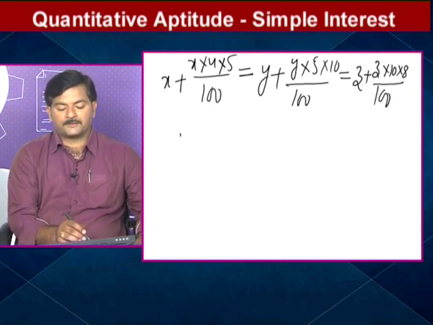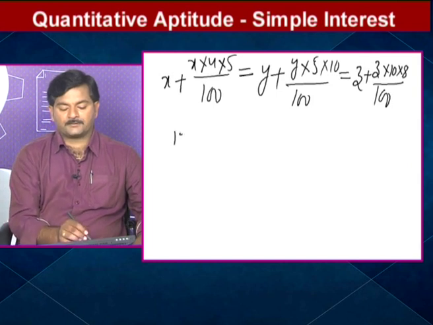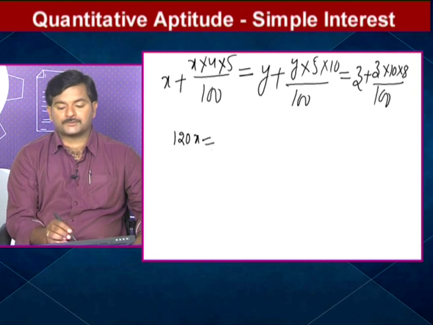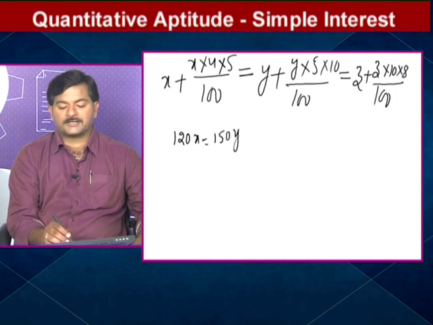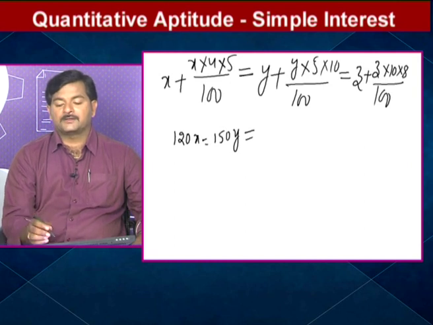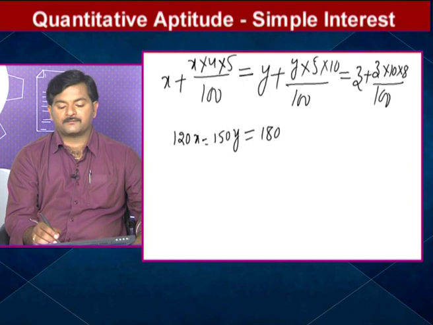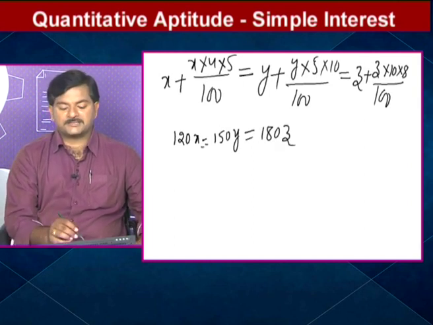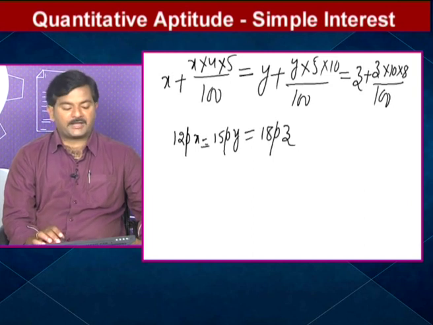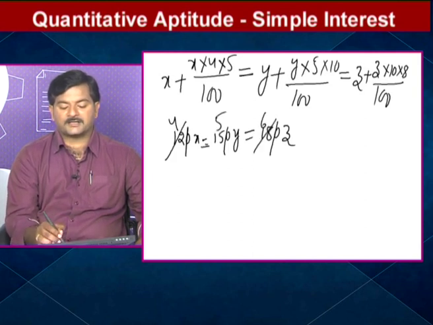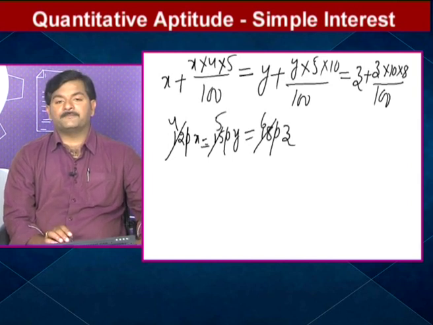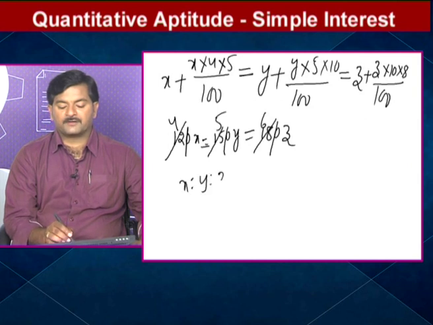So 100x plus 20x gives 120x, that is equal to, next, 150y, sorry, it's not x, it's y, because x is there, y is there, z is there. And here I am getting 180z. On simplification, in all the cases we can cancel the 0s, and we see 12x, 15y, and 18z. This we can simplify using the table of 3: 3 4s are 12, 3 5s are 15, 3 6s are 18. Indirectly I am getting 4x, 5y, 6z.